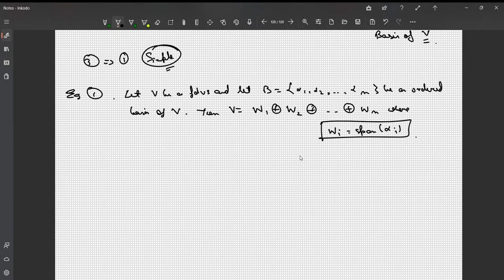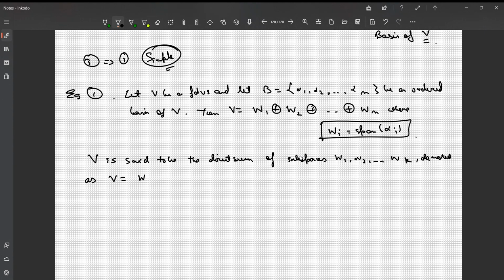Okay, I have not introduced this notation yet. V is said to be the direct sum of subspaces W1, W2 till Wk, denoted as V equals W1 plus W2 and so on till Wk, where these subspaces W1, W2 till Wk are independent.